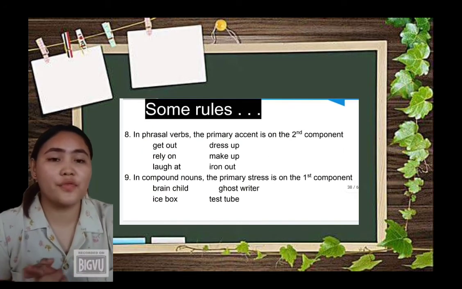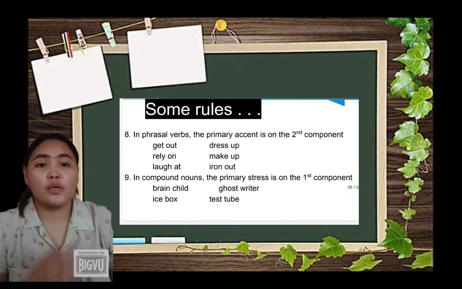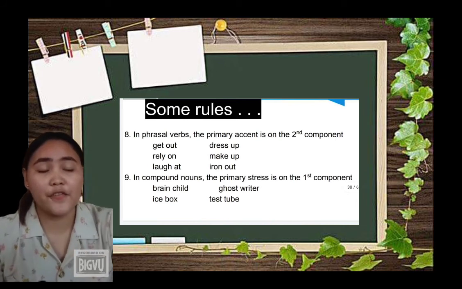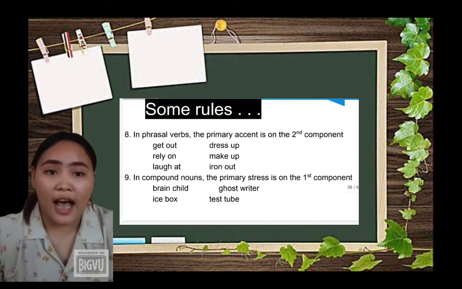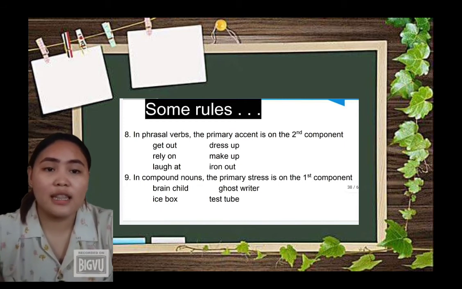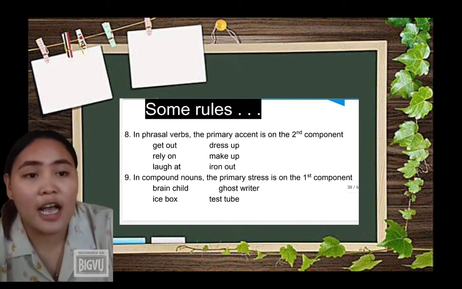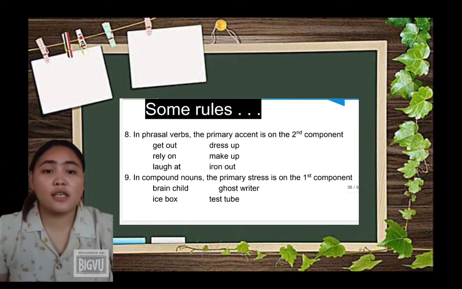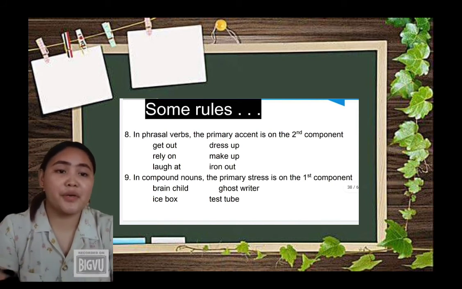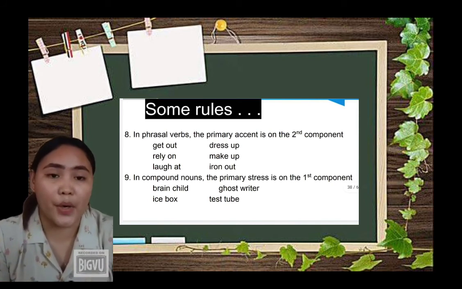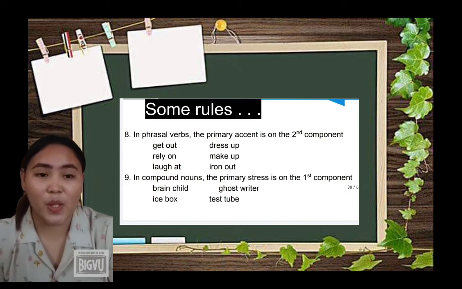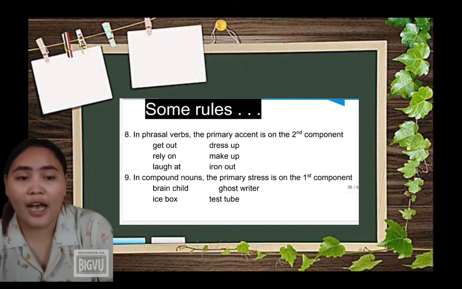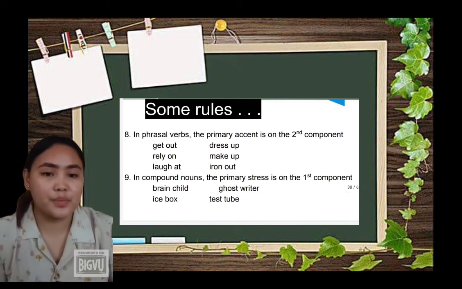Okay, so now let's move on to phrasal verbs. The primary accent is on the second component. For example, get out, rely on, laugh at, dress up, make up, iron out. Next, in compound nouns, the primary stress is on the first component. For example, brainchild, ghost writer, icebox, test tube.